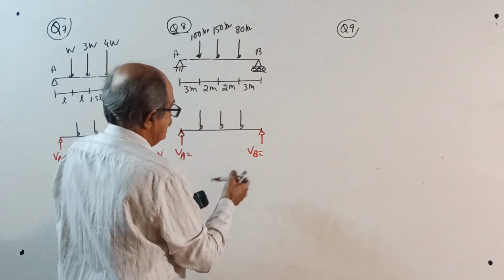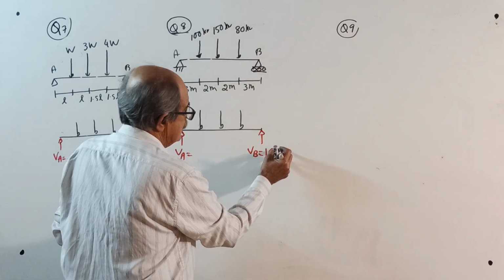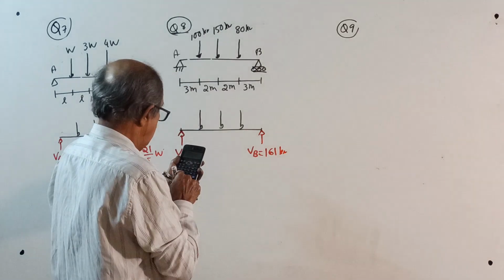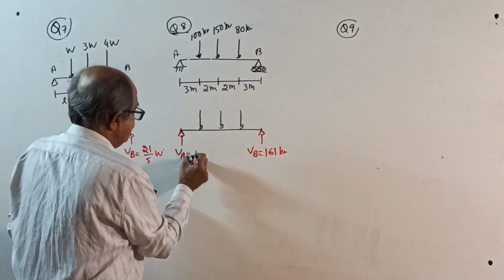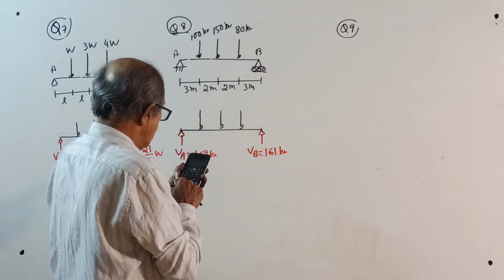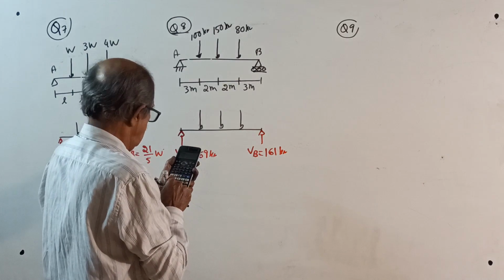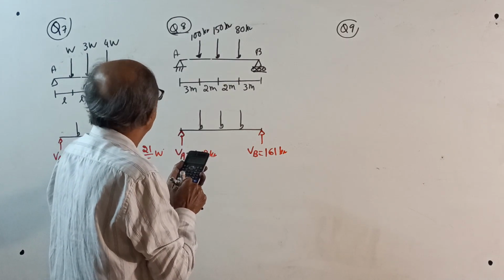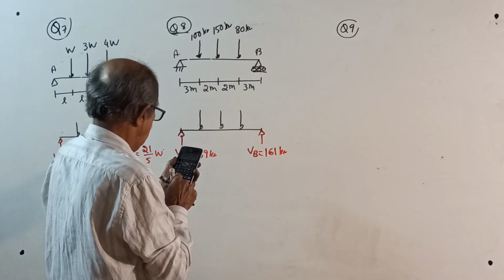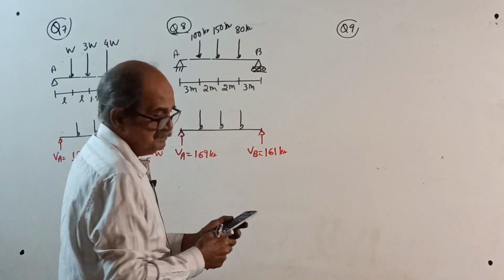161 kilonewton. Red color is answer. 161 kilonewton minus 250 minus 80. 169 kilonewton. Every time remember, I am checking the answer, so that tomorrow no one should tell the answer is wrong. Or correct. Over.